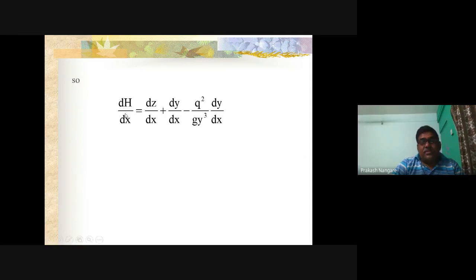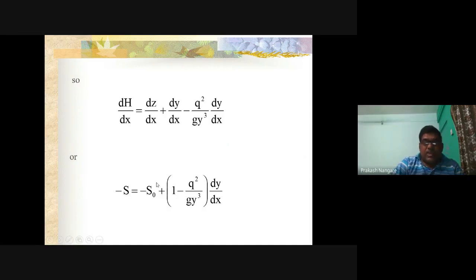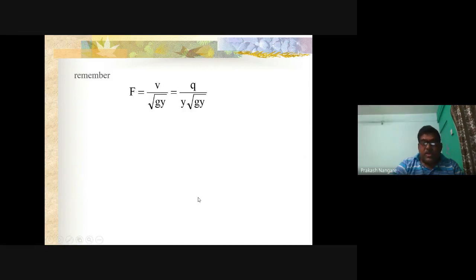You will get the equation dH by dx is equal to dz by dx plus dy by dx minus q square by g y cube into dy by dx. Then substitute dH by dx as minus SF, the energy gradient line slope, and dz by dx as the bed slope of the channel. Simplifying, dy by dx is taken outside, and the remaining term is 1 minus q square by g y cube. So v by root of g y indicates the Froude number.